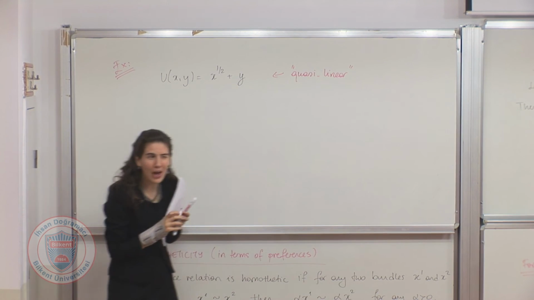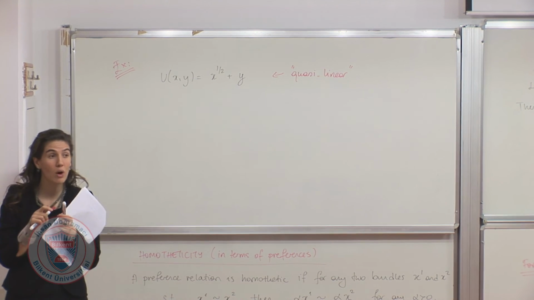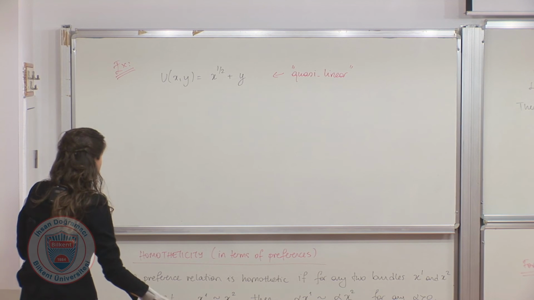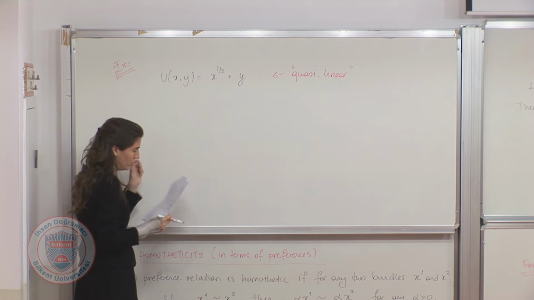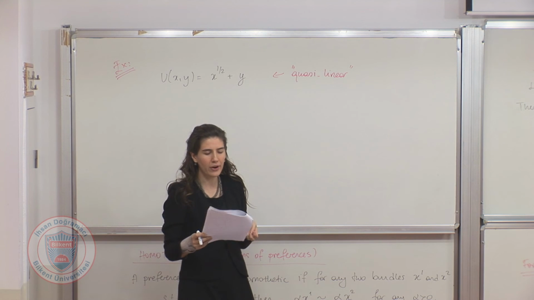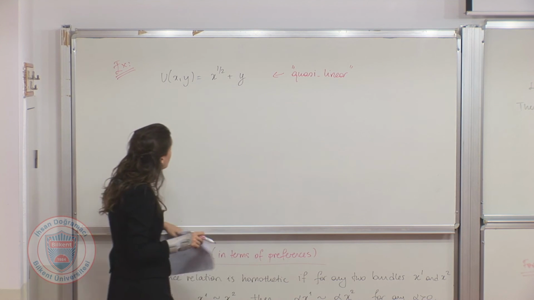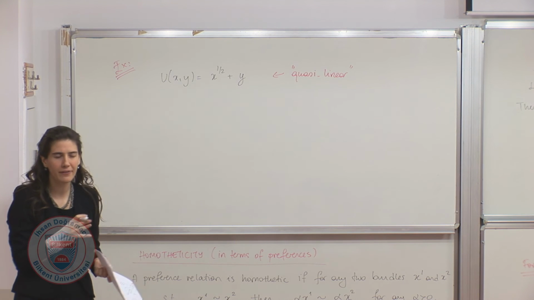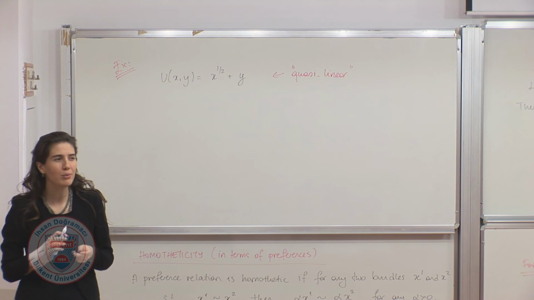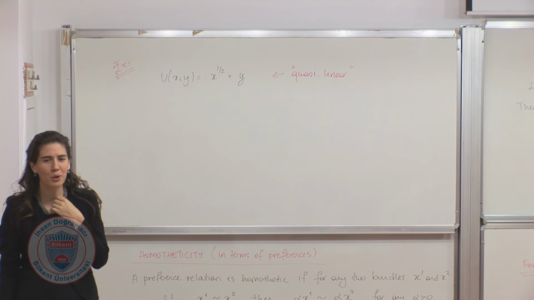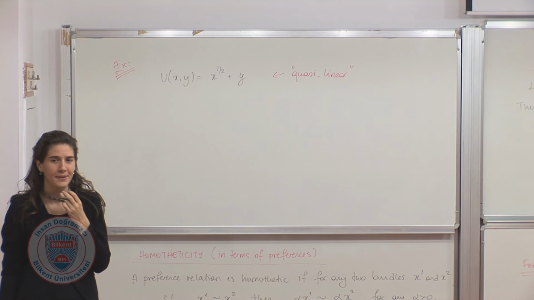Okay? But now let's try to understand why it's called quasi-linear. If you want to draw this, but let's try to check first whether it is homothetic or not. What do we learn about homotheticity? We learned many definitions, but remember, whenever we need to show something, our tool was what? What were we using to show convexity?